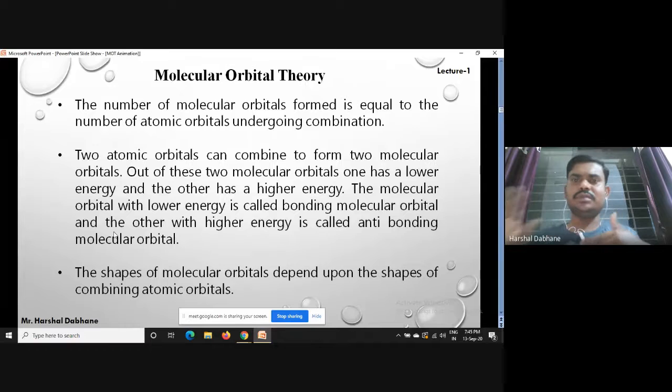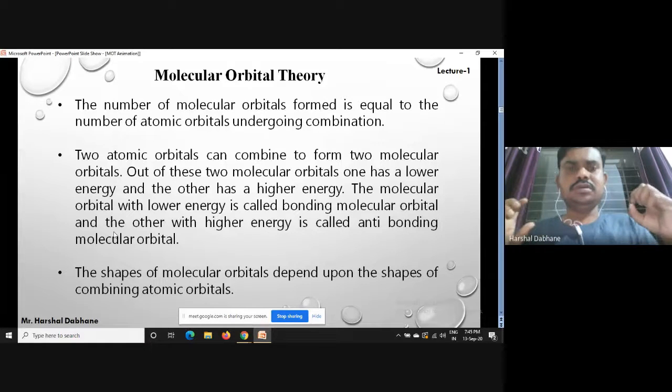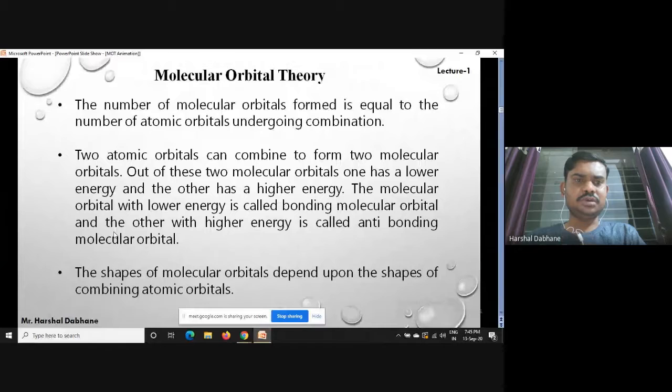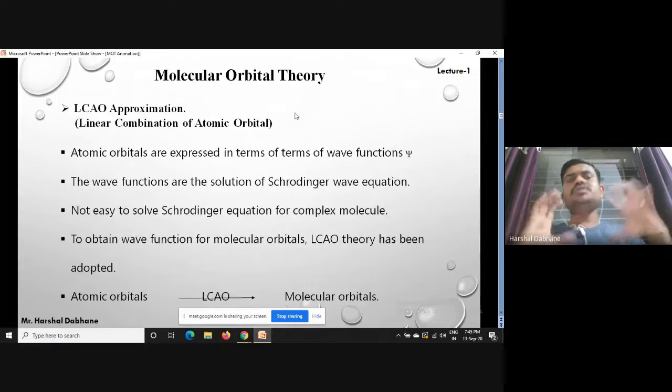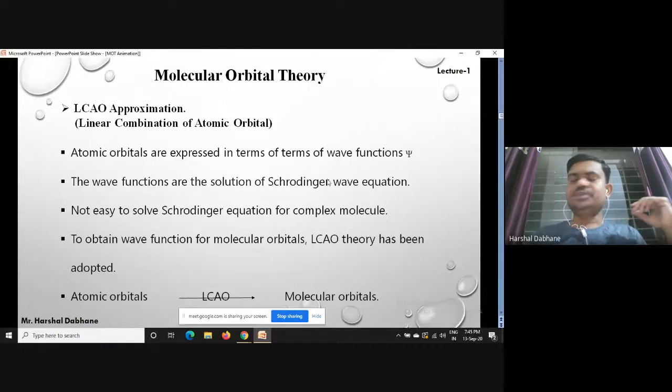Then this is a much more important point. I will tell you this point with the help of a diagram. See here the LCAO approximation. What is the LCAO approximation? It is the linear combination of atomic orbitals.